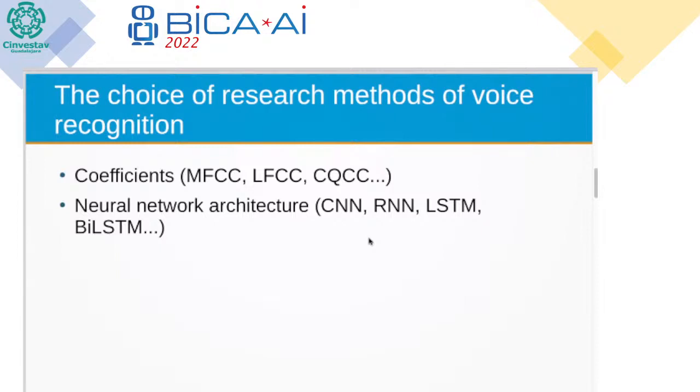LFCC, linear frequency cepstral coefficients, and CQCC, constant Q cepstral coefficients. The second stage is the choice of neural network architecture. The performed analysis showed that the bidirectional long short-term memory network is the most acceptable.